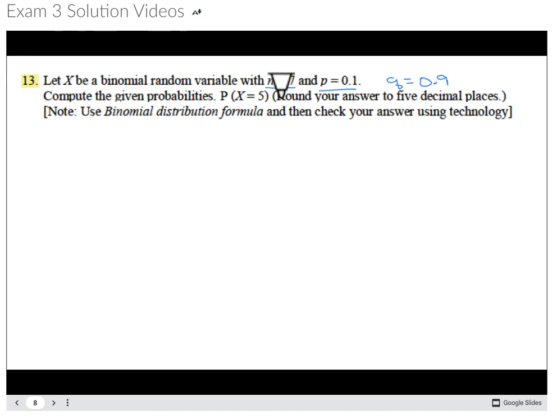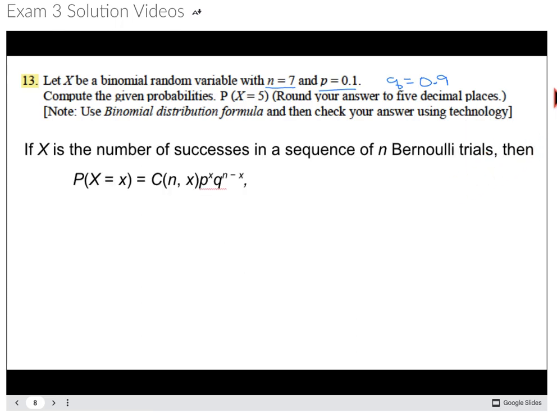Remember, with a Bernoulli trial, you either have a success or a failure. So this means that in trying the experiment 7 times, we got 5 successes, but it also tells us we got 2 failures. Okay, if x is equal to 5, that's 5 successes, 2 failures. That suggests we use the binomial distribution formula. So what is that? Well, that is this. This is our formula we need to use.